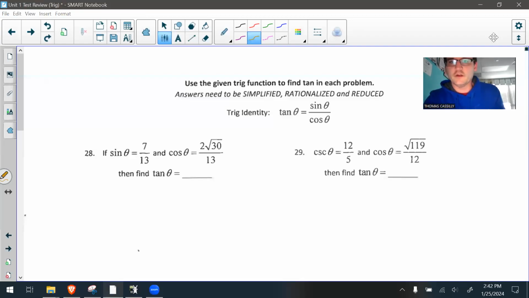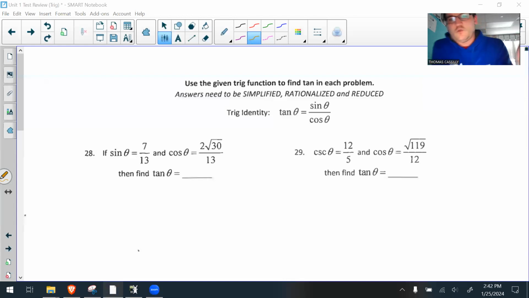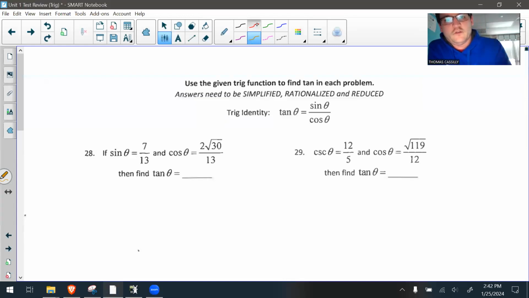Page 3, we're getting there. 28 and 29, I'm actually going to show you how to do this two different ways here. We have this identity, all right? We have this tangent function, and we talked about how the tangent is just the sine divided by the cosine, right?